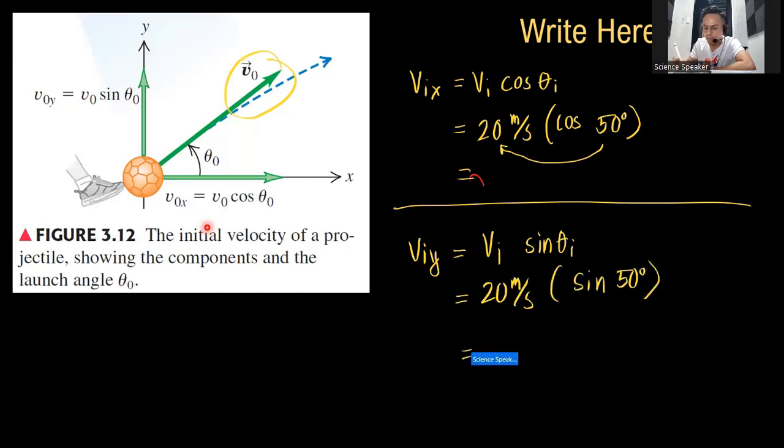So you simply multiply the sine of 50, hit equals, and then you multiply the answer by 20 meters per second. And that should be the value of your y component for the initial velocity. So please continue answering, so that you can practice answering.